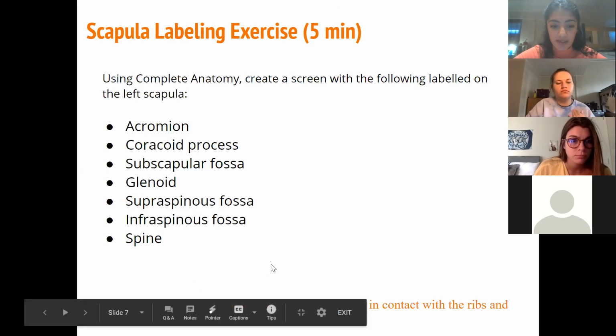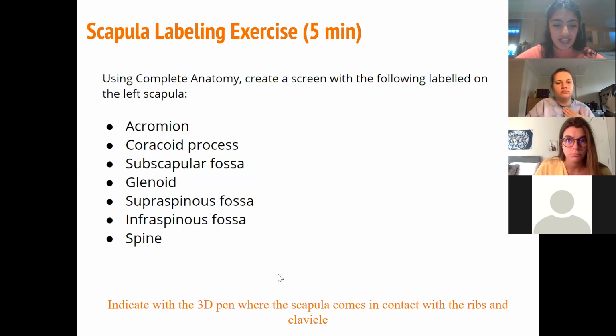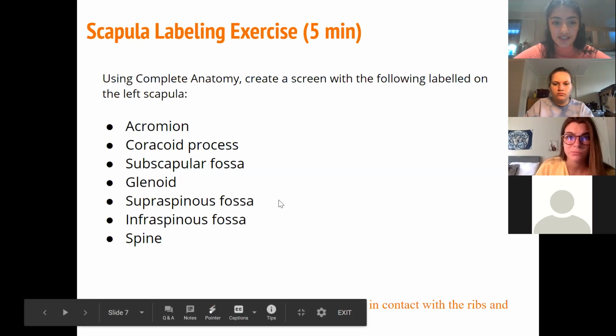And then lastly, also indicate with the 3D pen, because we learned that if you use the 2D pen, it'll move it. With the 3D pen, go ahead and mark where the scapula will come into contact with the ribs, and then where the scapula will come into contact with the clavicle. So those are 2 separate spots. You can choose 2 different colors if you'd like, but just mark in some form or fashion with one of the 3D pens those 2 connections. Any questions on this activity?